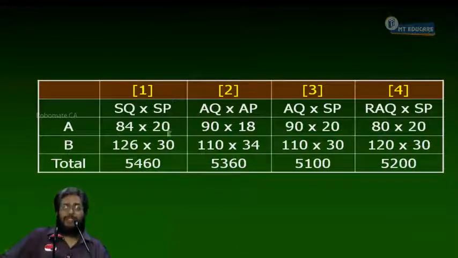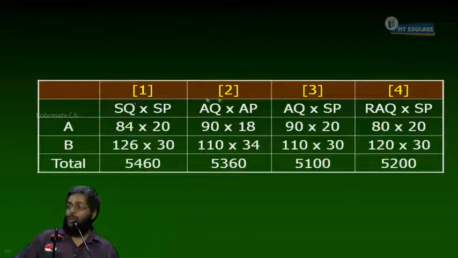Tell me, what is material cost variance? 1 minus 2. What is 1 minus 2? 5460 minus 5360. What's the number? 100 favorable. Now, cost variance branches into two. Name the two branches: price variance and usage variance. What is the price variance formula? 3 minus 2. What is 3 minus 2? 260 adverse. Usage is 1 minus 3. What is 1 minus 3? 360 favorable. Yes or no?